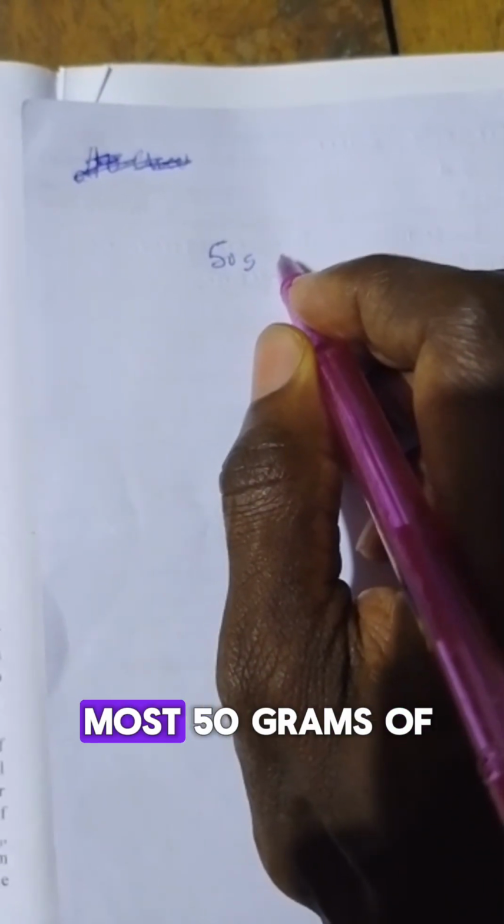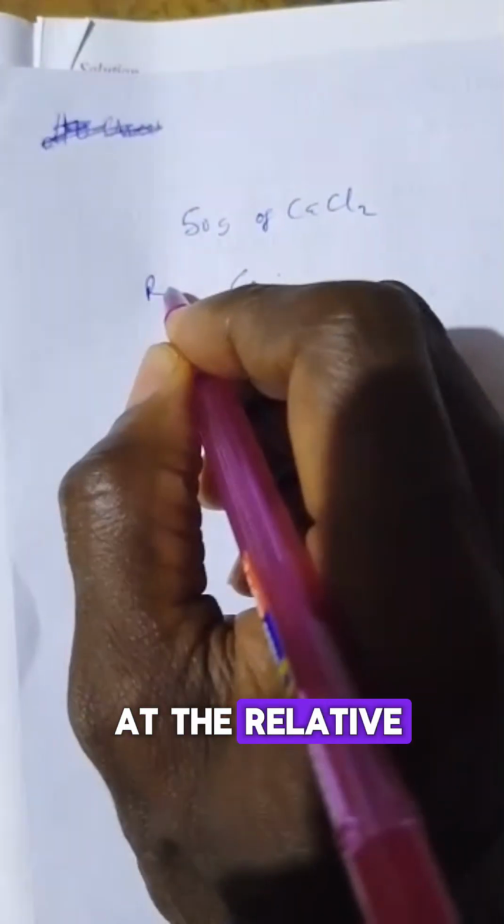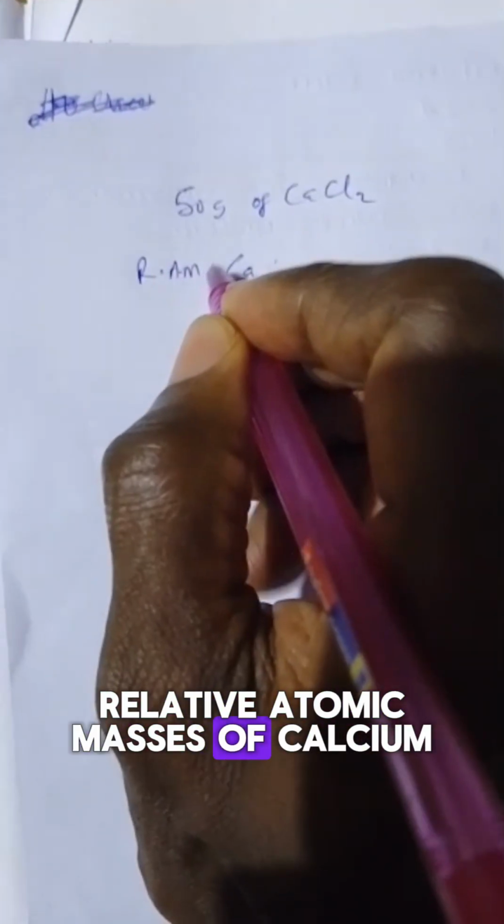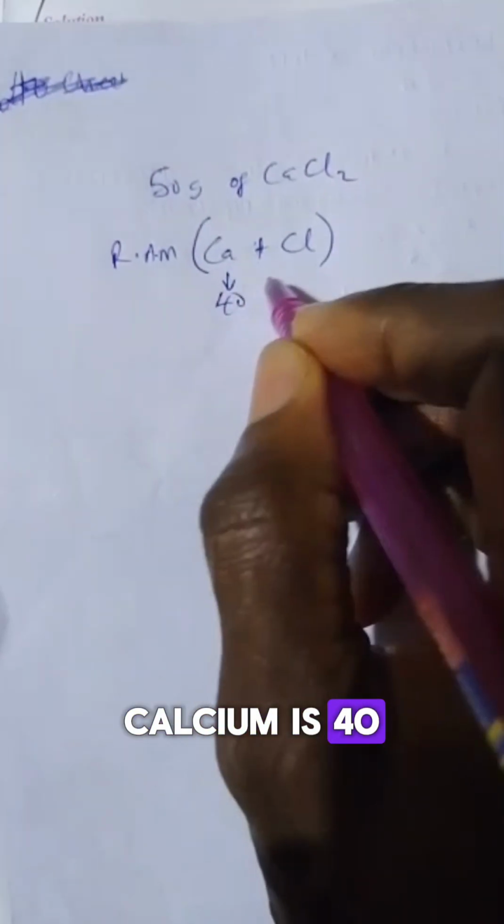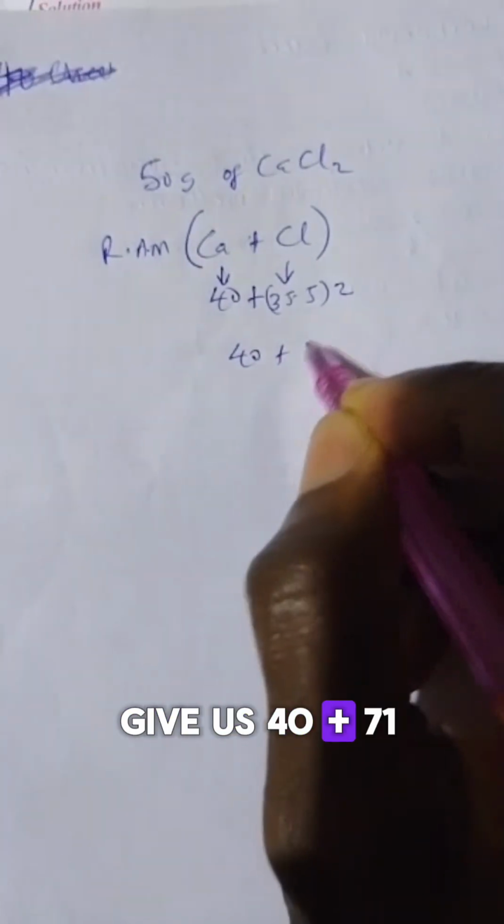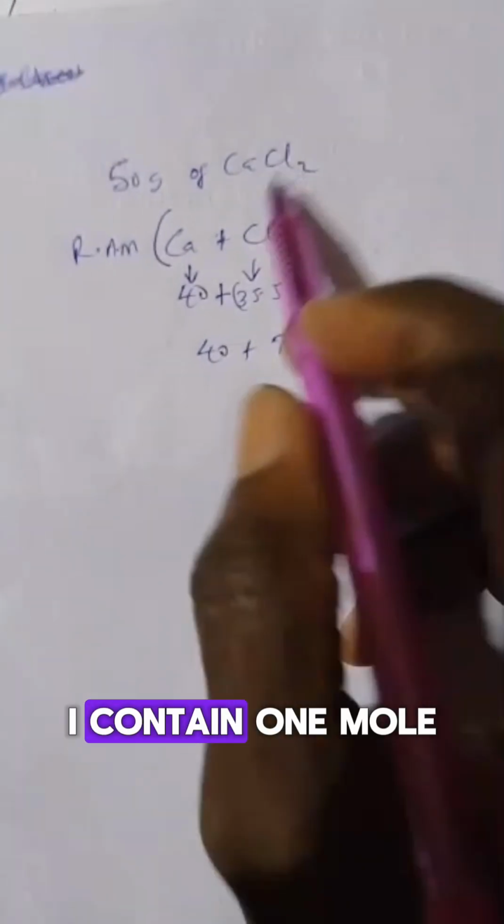All right. We're talking about 50 grams. Number of moles in 50 grams of calcium chloride. Calcium chloride is like this, of course. We're going to add up the relative atomic masses of calcium plus 2 times chlorine. Calcium is 40. Then chlorine is 35.5 times 2, all right, because you can see it's 2 atoms of chlorine. So this is going to give us 40 plus 71, and that's going to give us 111 grams contained in 1 mole of this.